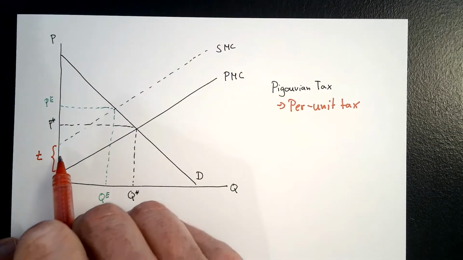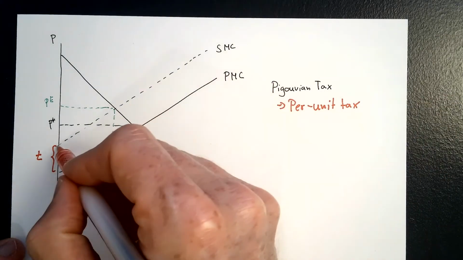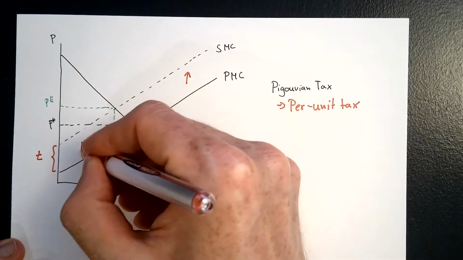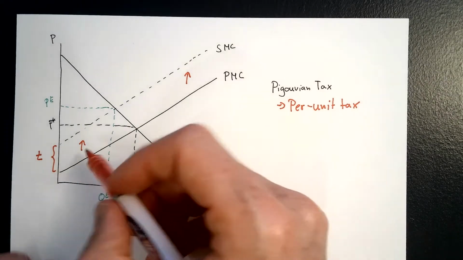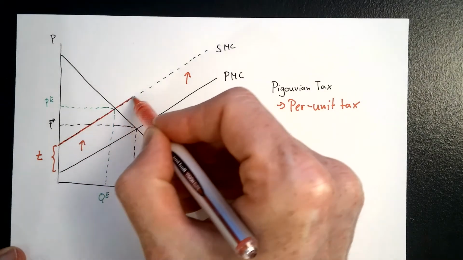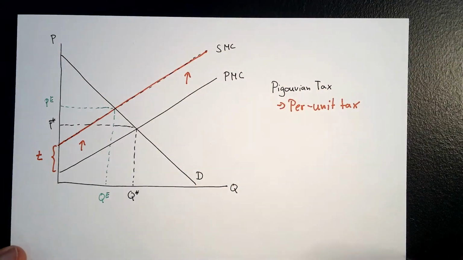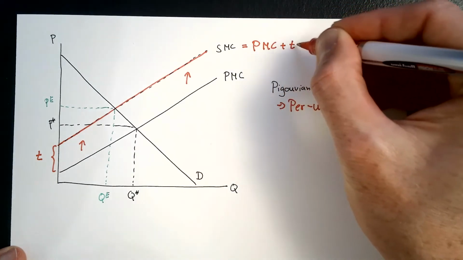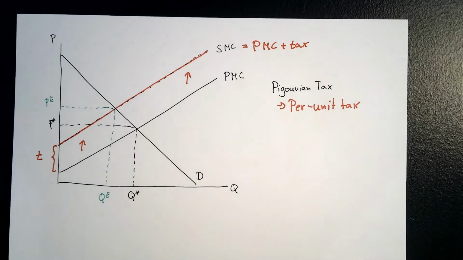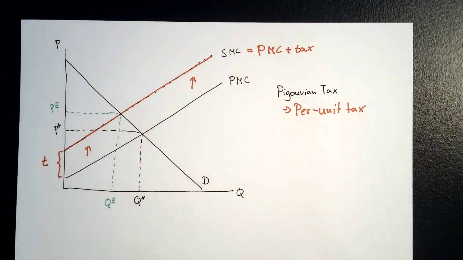So if we are imposing a per unit tax, or a Pigouvian tax in this case, we are basically making sure that the firm internalizes the negative externality, or the cost it imposes on society. And hence we now have the social marginal cost, which would basically be the private marginal cost plus the tax. So a Pigouvian tax imposed in the case of a negative production externality is going to restore efficiency.